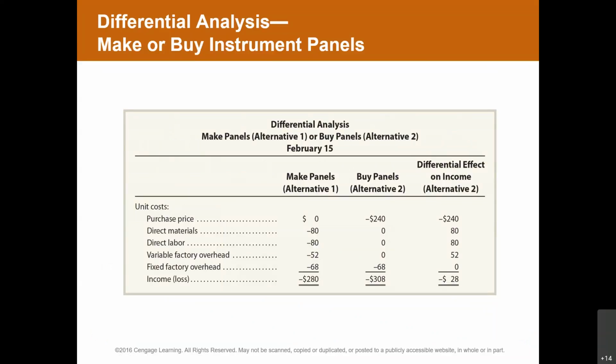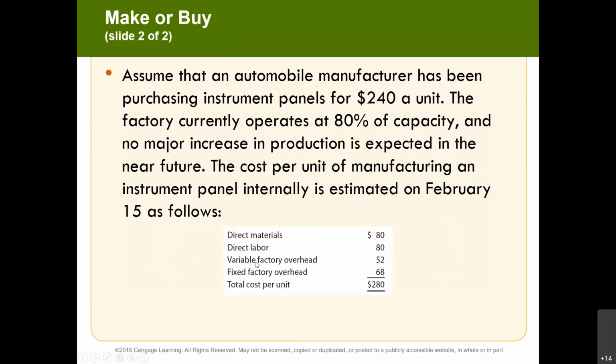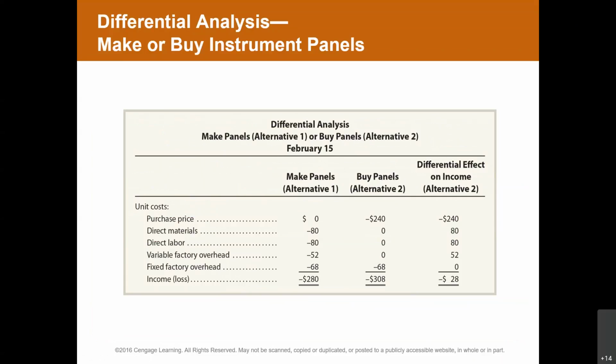Okay, so this breaks it out even further, because now we have more information. So let's look. If we purchase it, it's $240. If we make it, it's $280. But here's the difference. This example did highlight this a little bit. The thing we did not consider in our decision is the fixed factory overhead.